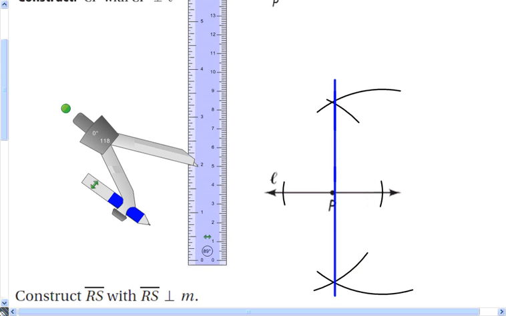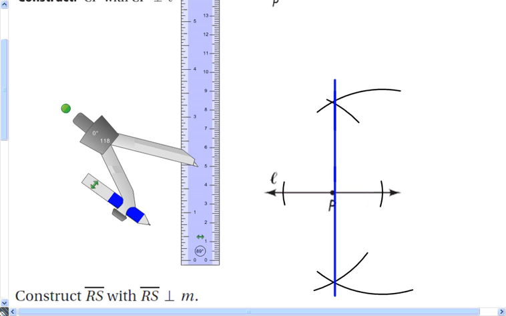I guess I missed point P a little bit. With the smart board, we can fix that up just a little bit there. There we go. All right. So there's a line through point P that's perpendicular to the other line.